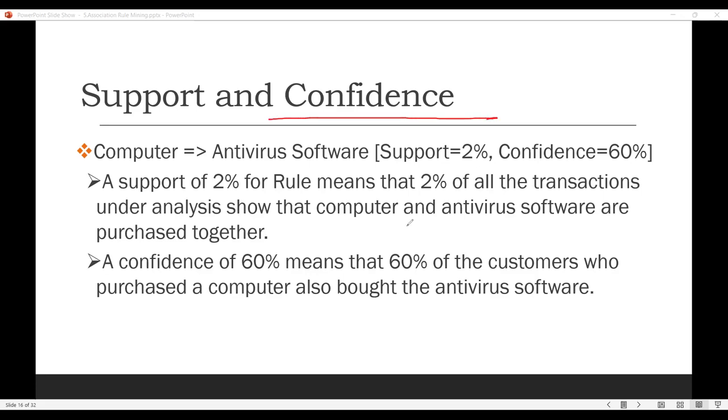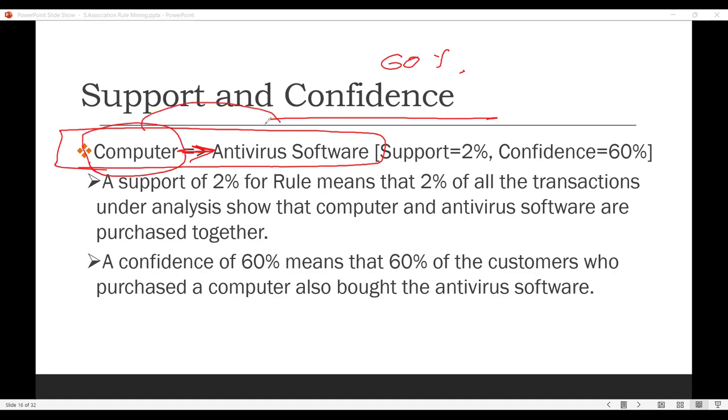Confidence, right? Let's think about the same thing. This is an association rule: someone purchases a computer, then it implies antivirus software. Now I'm telling you the confidence is 60%. Confidence is 60% means the probability that if a person purchased the computer, then he purchased the antivirus software, is 60%. If a person purchased the computer, there is a 60% probability he can purchase the antivirus software. That is what we call confidence, right? So how confident are we about this association rule?